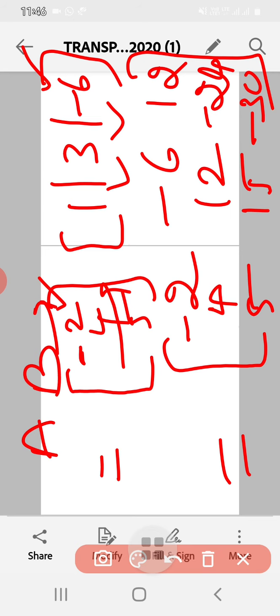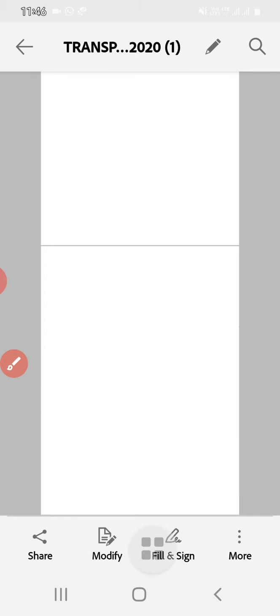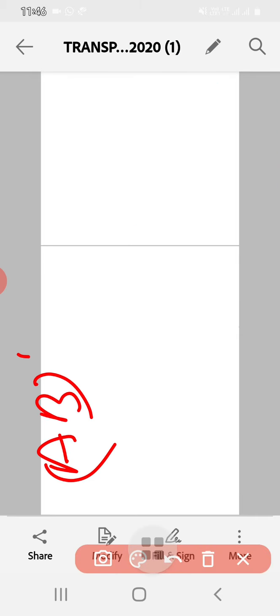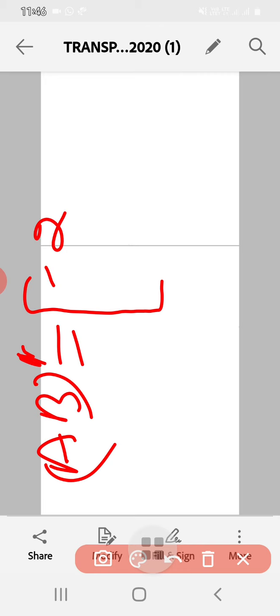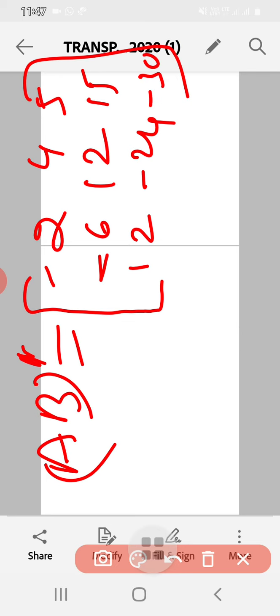So this is AB. Then we don't want AB here. What do you want on the LHS? (AB) dash, so the transpose. Therefore (AB) dash, that means the transpose of AB. So I am writing the transpose now. (AB) dash is minus 2, minus 6, 12, 4, 12, minus 24, then 5, 15, minus 30. So this is the answer for LHS.